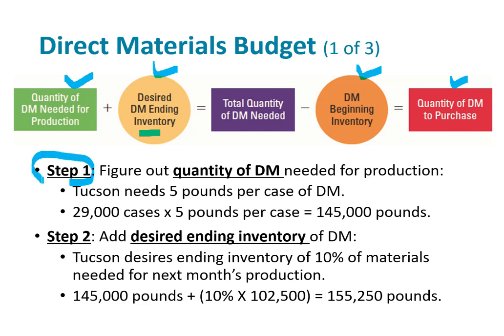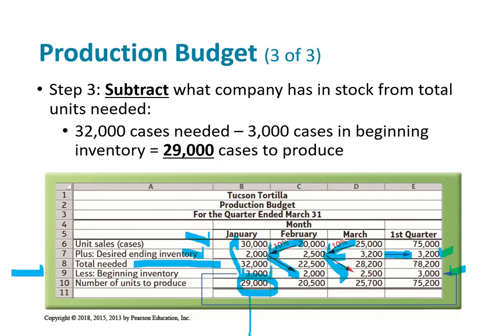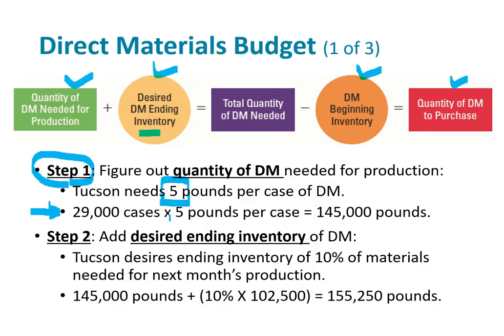Okay, so look at step one. We're going to figure out the quantity of direct material needed for production. So we have to go and take 5 pounds per direct material, because in the last production budget, if you remember, we said we needed 29,000 cases to be produced. It takes 5 pounds per case. And so this is the quantity of the direct material that needs to be obtained in order to do the production.